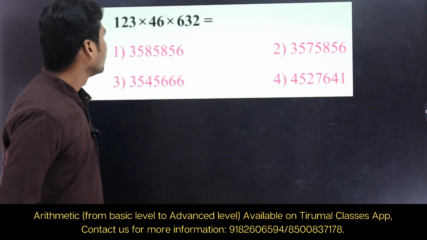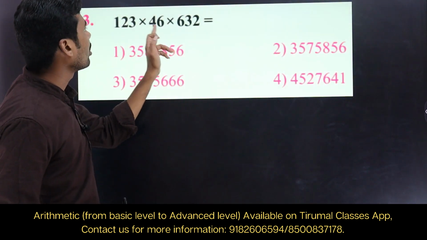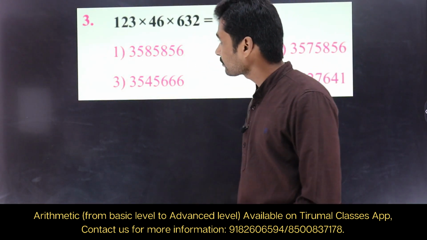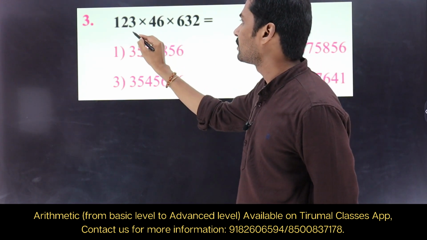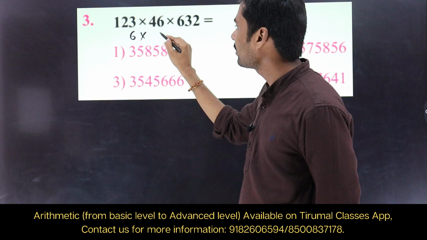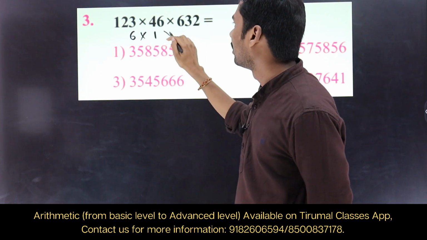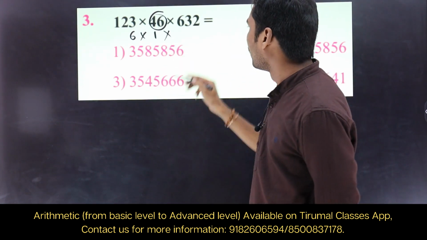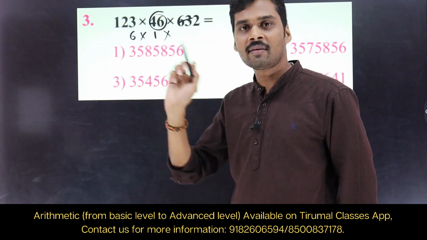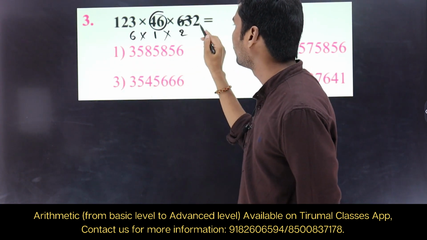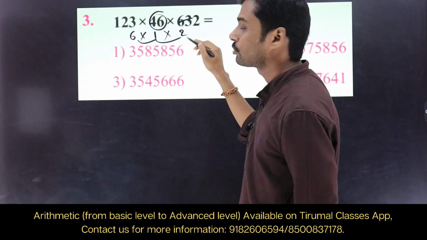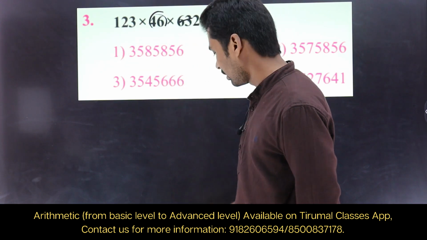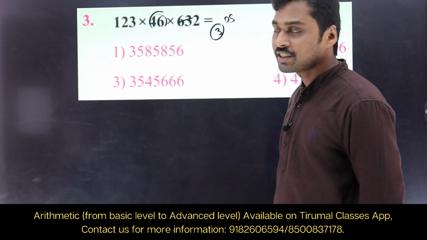Now you do this problem. So tell me your answer. 123 into 46 into 632. So what is the right answer? Do it fast. So here I'll go with that. 1 plus 2 plus 3 is 6. 4 plus 6 is 10. 10 means 1 plus 0, which is 1. Now 6 plus 3 is 9. Wherever the digit sum is 9, you can cancel out the number. So what is the remaining number? 2. 6 into 1 into 2, 6 twos are 12. 12 means the DS is 3. So now let's check the options.